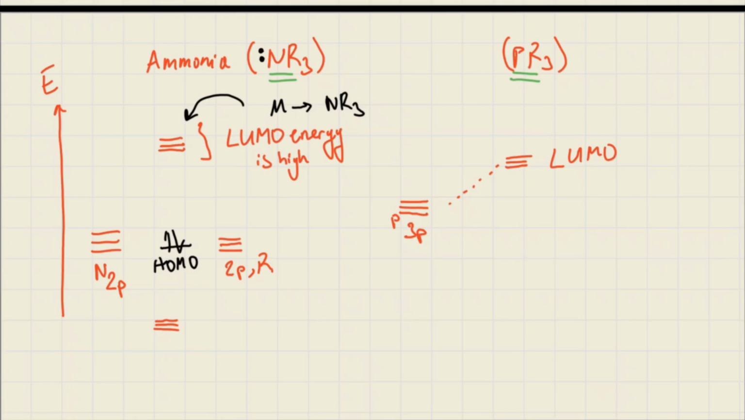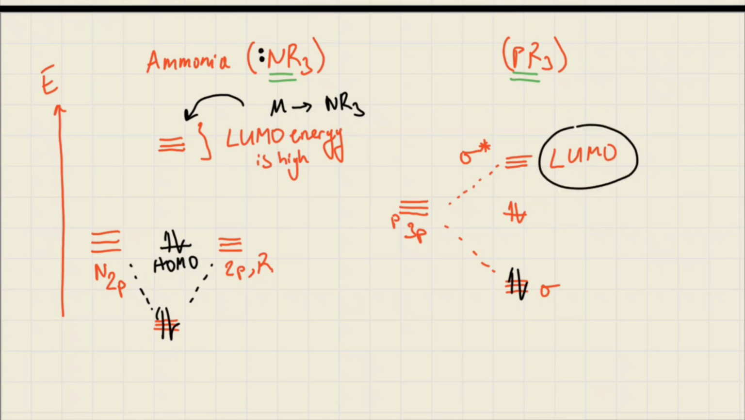But here in the PR3 case, again we have a HOMO energy, HOMO electrons. We have sigma, we have sigma star. These are filled in both cases. But the main difference is LUMO energies. So I want to show the difference between these two molecules. So LUMO in PR3 is low and they can accept electrons.